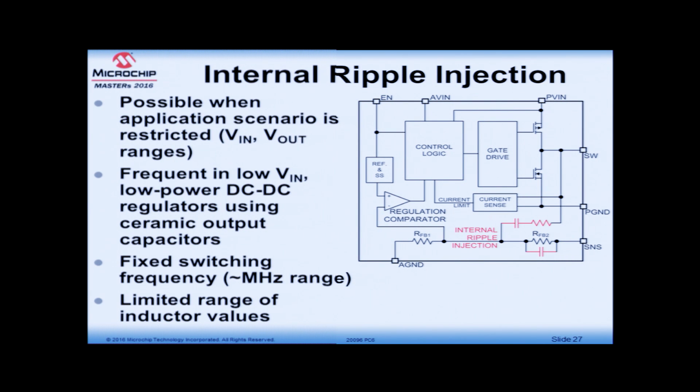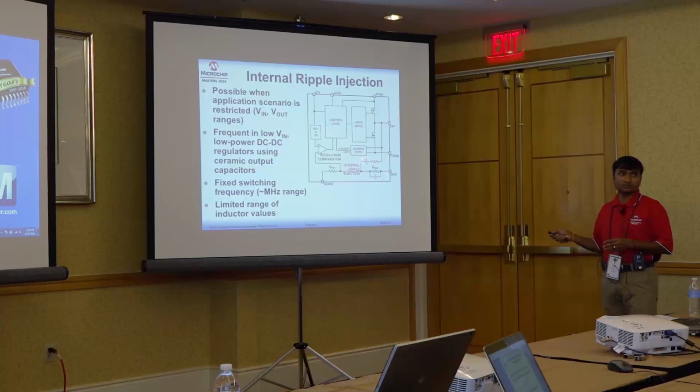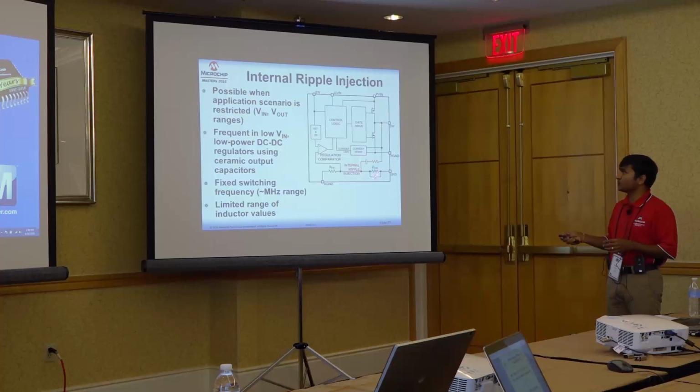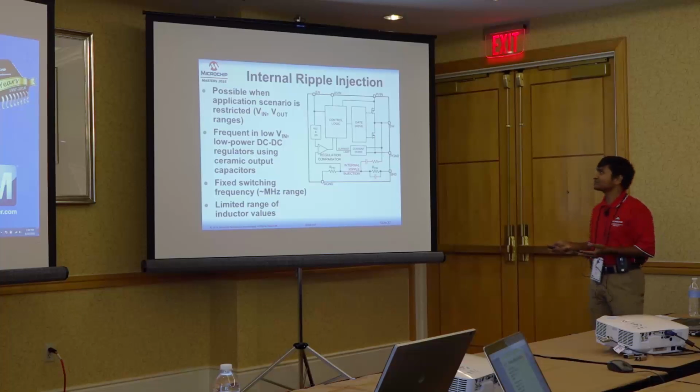So, in some of our products we have internal ripple injection where the input and output variations are very much limited. For example, if it is a 5 volt input, 5 volt bus application, your output is also very much limited. Then we can integrate these ripple injection components inside the IC. So, you do not need to add the ripple injection network outside of your application.